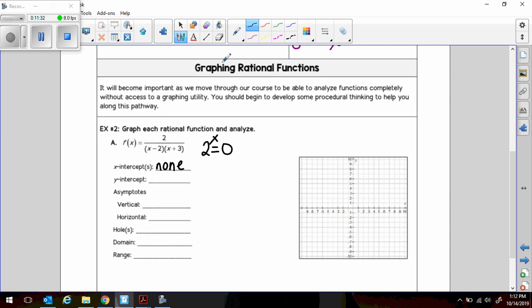The y-intercept is going to be when we plug in 0 for the x's, and we'll get the y value. So we'll say f of x is y equals 2 over 0 minus 2, which is negative 2, and 0 plus 3 is 3. And this is 2 over negative 6, or negative 1/3, I think, if you simplify that. So my y-intercept is actually (0, negative 1/3).